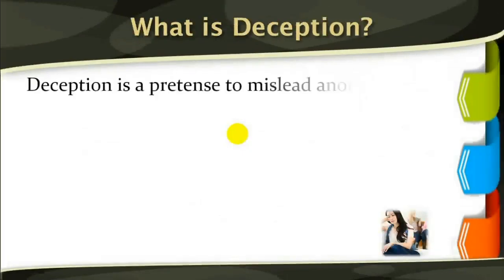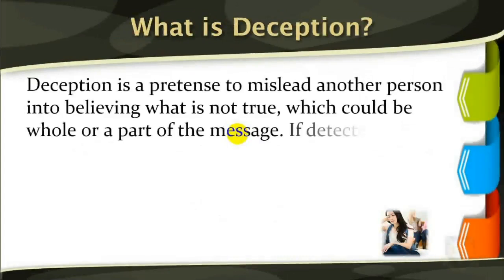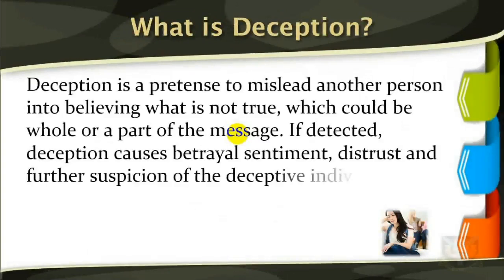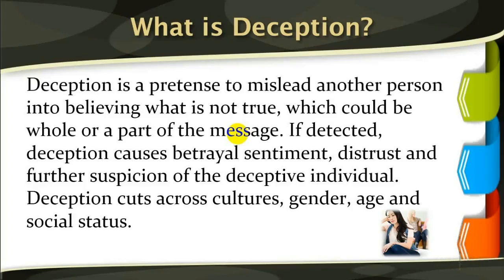What is deception? Deception is a pretense to mislead another person into believing what is not true, which could be whole or a part of the message. If detected, deception causes betrayal sentiments, distrust, and further suspicion of the deceptive individual. Deception cuts across cultures, gender, age, and social status.